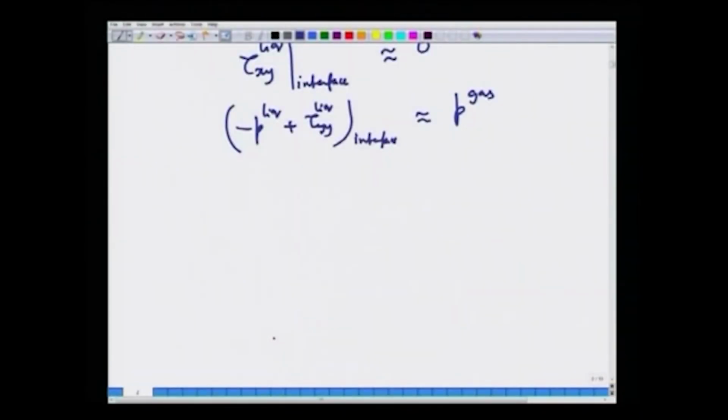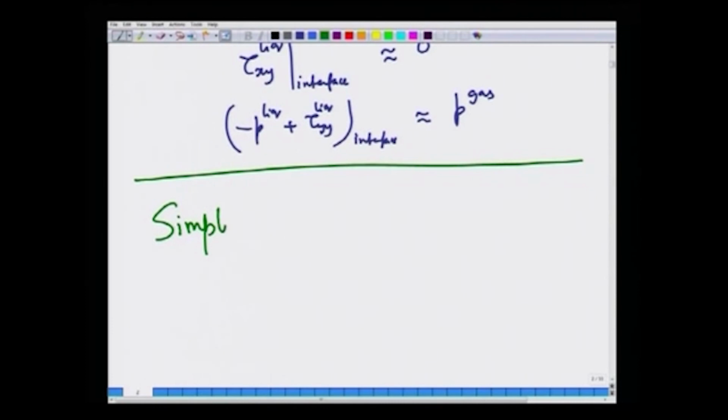The boundary conditions, as I told you in the last lecture, come from the physical nature of the problem. So, one has to look into the physical nature and then write suitable boundary conditions. Now, let us try to solve some problems, simplified solutions of Navier-Stokes equations.